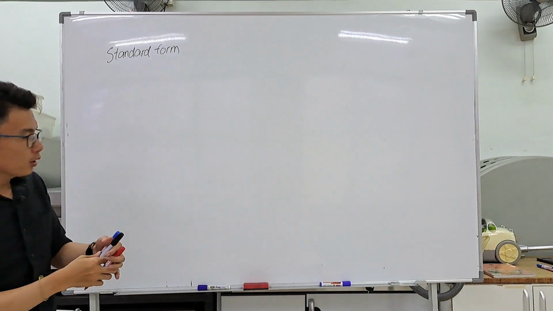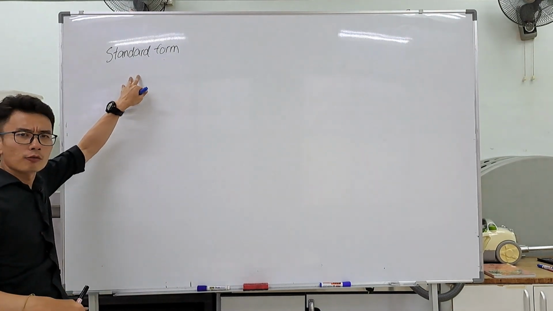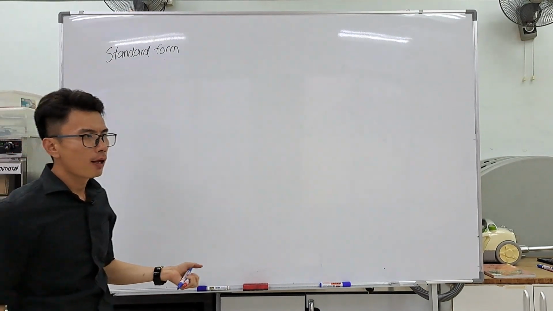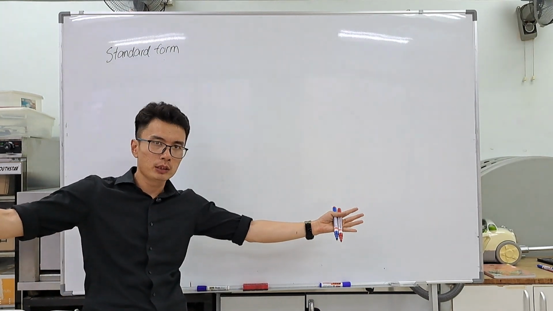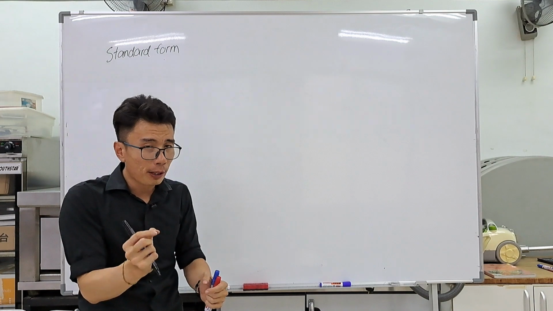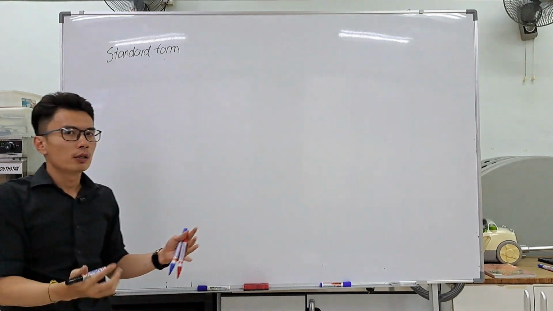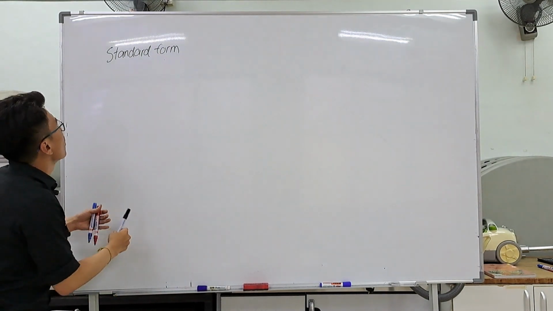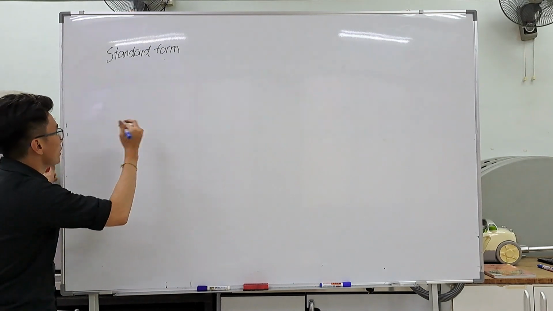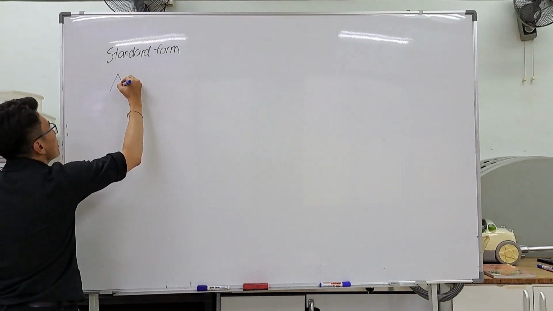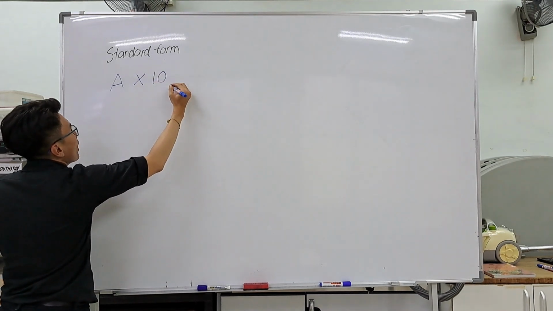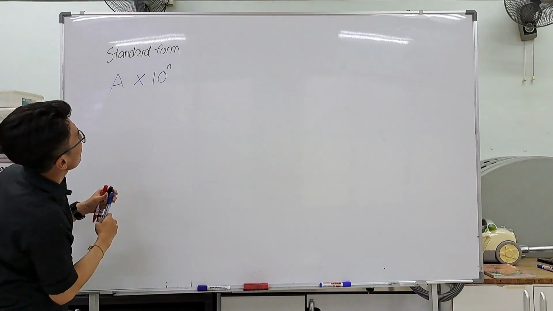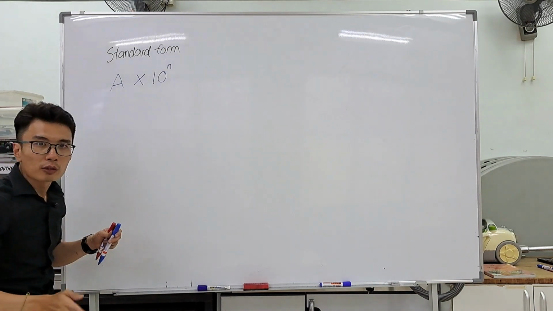For our topic today, we will be talking about standard form. Now, what's standard form? Standard form is basically a way of writing very large or very small numbers in a specific way. So what's that specific way? We can write it in this form: A times 10 to the power of n. That is how we write standard form.